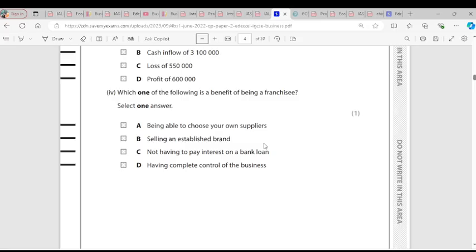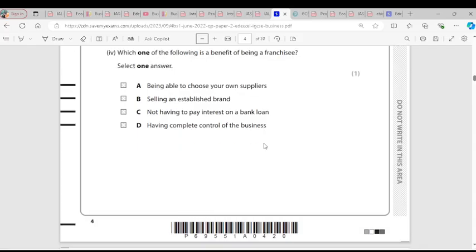And C, not having to pay interest on a bank loan. It is not possible. If you have a loan, you have to pay interest on it. Having complete control of the business. You cannot have control of the business. The business is determined and decided by the franchisor. So the answer is B. That's Roman figure 4. We go to Roman figure 5.